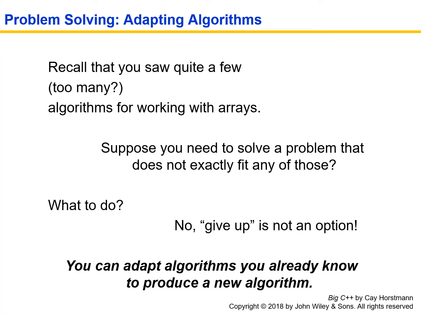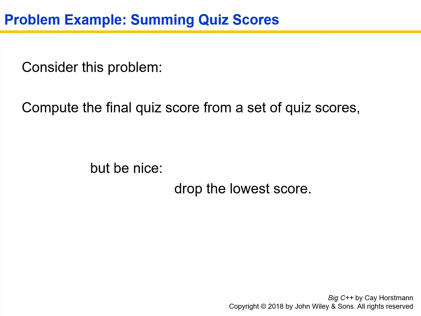for you. On the other hand, quite often the problem you're trying to solve does not exactly fit any algorithm that's already been worked out, or at least not any of the ones that you know or can easily find. So adapting an algorithm is an important skill to learn. For example, let's say that the final quiz score is the average of your quiz scores in the course you're taking, but the professor is nice and drops the lowest score.